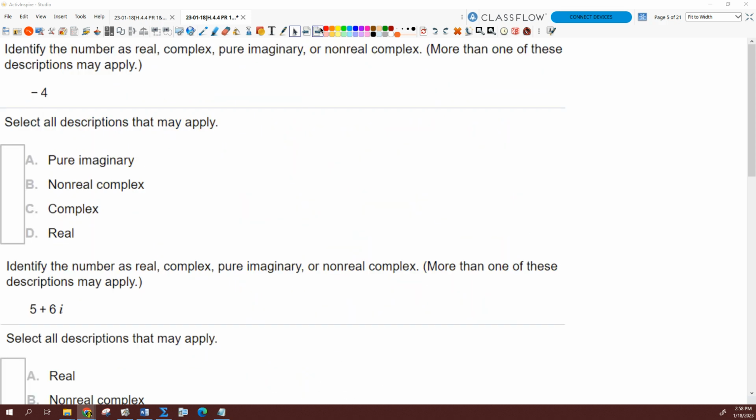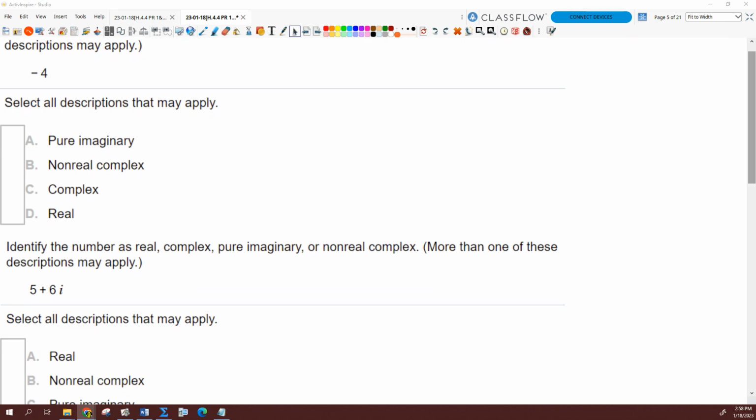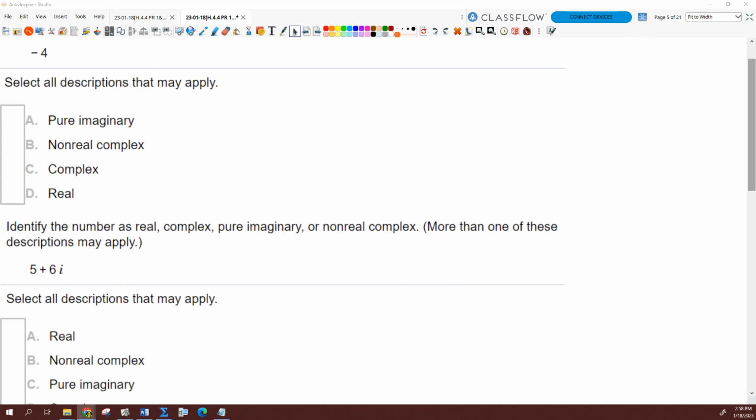Okay? So the next game we're playing is I'm going to give you a complex number, and I want you to choose all of the sets that it belongs to from the choices. So what about the complex number -4? Thumbs up or down. Is it pure imaginary? Down. No, for sure. It's not pure imaginary. Is it non-real complex? No, it is real, isn't it? Okay. Is it complex? Yeah, every number is complex, right? Every single number is a complex number. Is it real? Yeah. Okay, good.